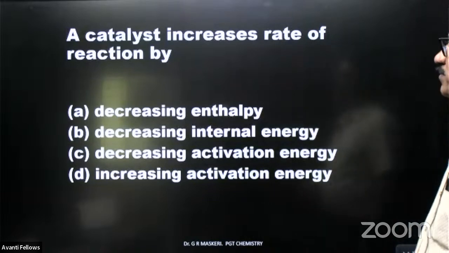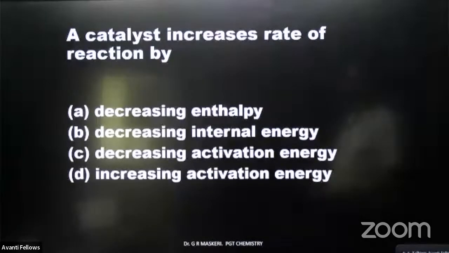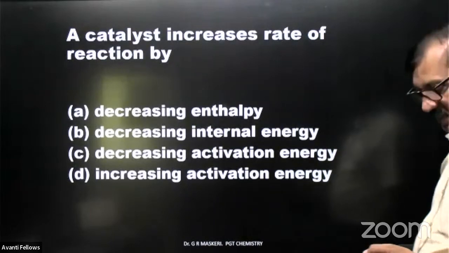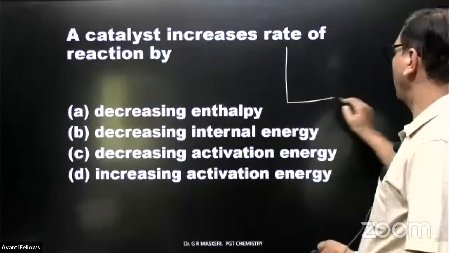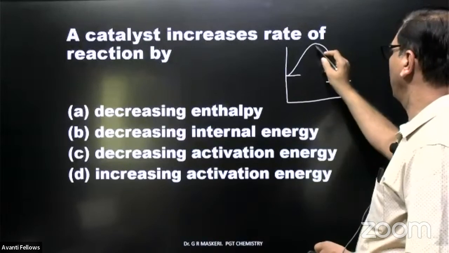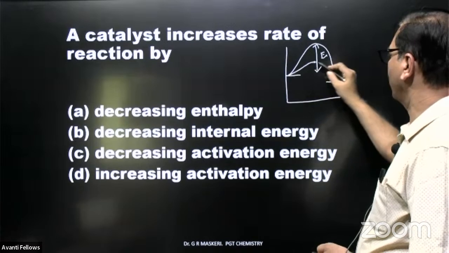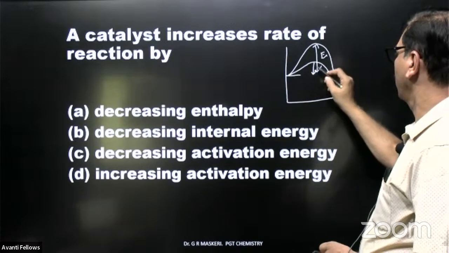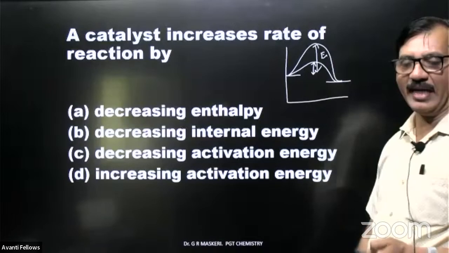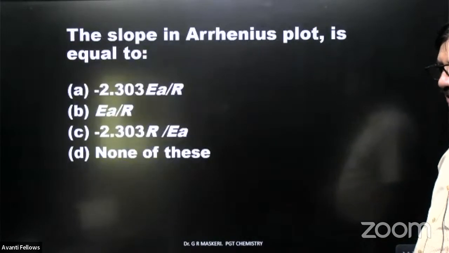A catalyst increases the rate of reaction by: increasing enthalpy, decreasing internal energy, decreasing activation energy, or increasing activation energy. Option C, sir. Option C, as it was shown there. This is the graph, and this is activation energy EA without catalyst. With the catalyst, the path is different. It fastens the reaction because EA is lessened. EA becomes less, decreasing activation energy.